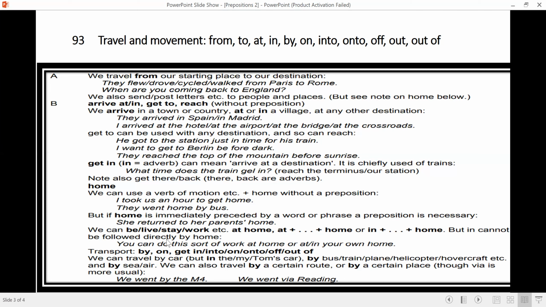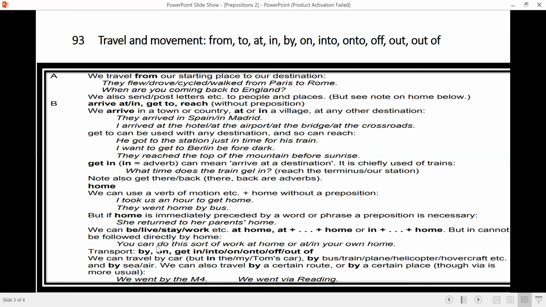We can be, live, stay, work, etc., plus at home, etc. So this phrase can also be used like this. You can see the example here that here we are also using a preposition before home, but not a verb of motion. We are using it without a verb of motion, like you can do this sort of work at home, or at or in your own home, etc.